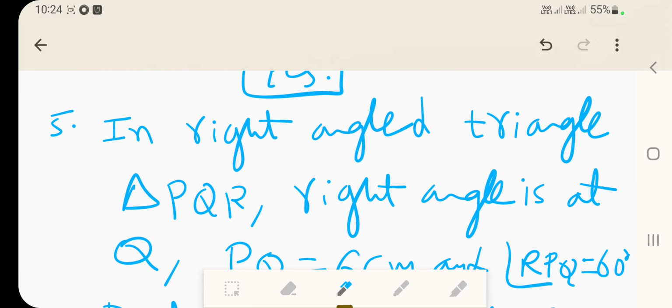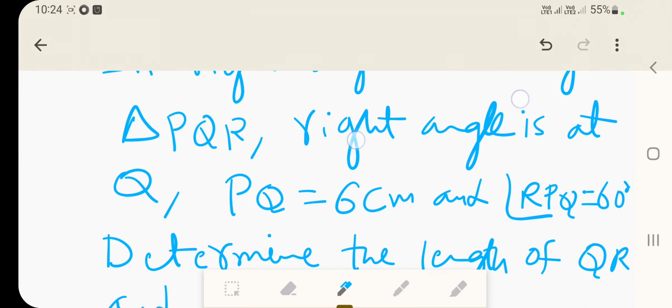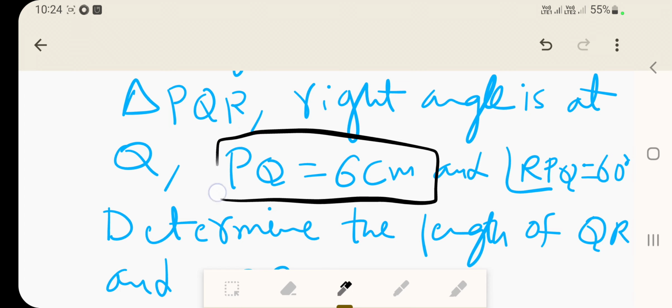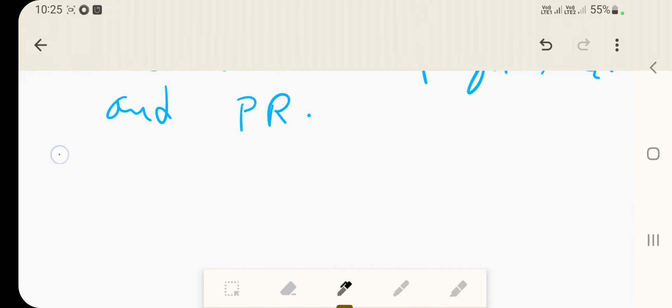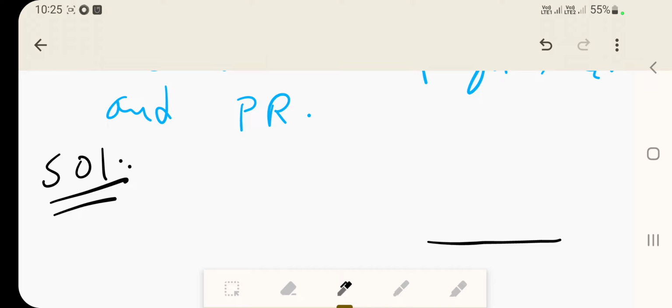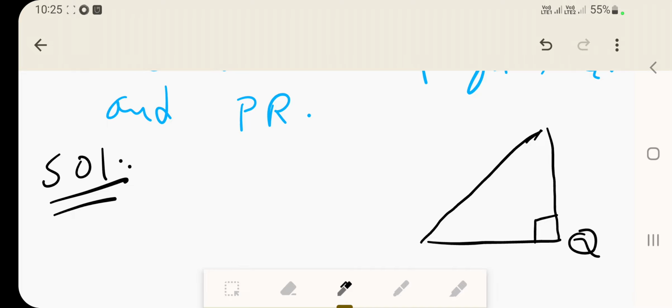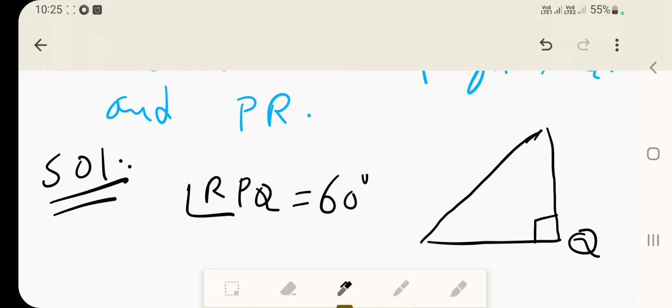So what they have given here is right angle triangle PQR and right angle is at Q. And they have given PQ is 6 centimeters and angle RPQ, that is angle P. So first thing you have to identify is the right angle, that is Q. So the solution starts. First you have to identify the given data. Right angle is at Q, this is 90 degrees. And angle RPQ is 60 degrees, so this we can take as angle P and this we can take as 60 degrees.